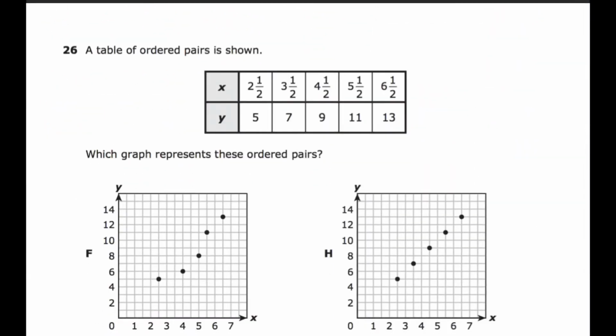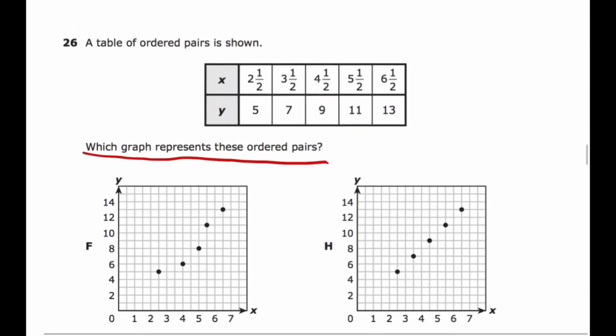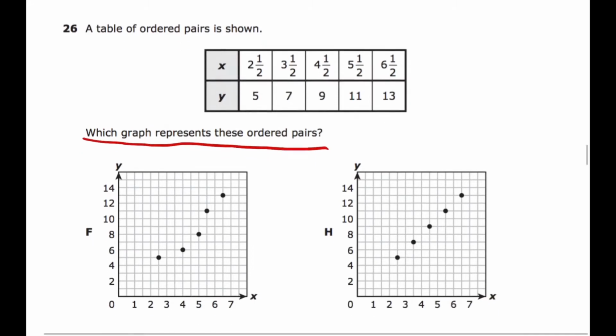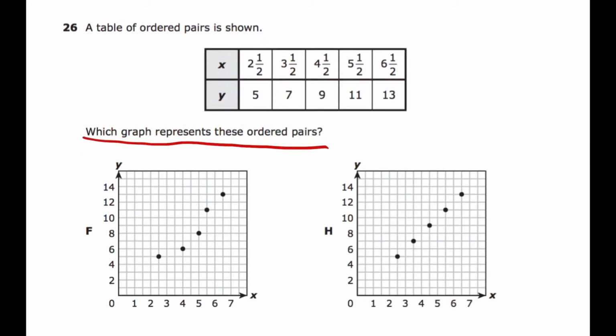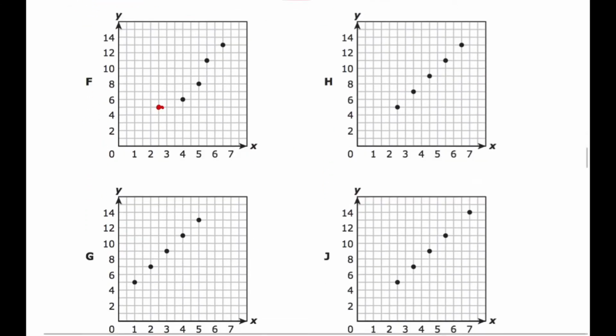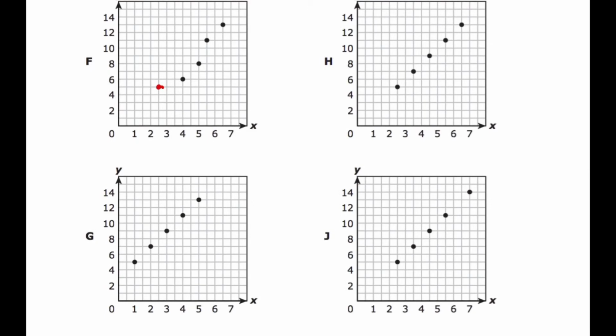Number 26. A table of ordered pairs is shown. So I have some ordered pairs, and I need to know which graph represents the ordered pairs. So I'm just going to go through all of them and see which ones match. So 2.5, 5. So start at my origin, go over 2.5, go up 5. And I do have that number here. Let's look. 2.5, 5, and nope, that one's not there. 2.5, 5, that one's there.